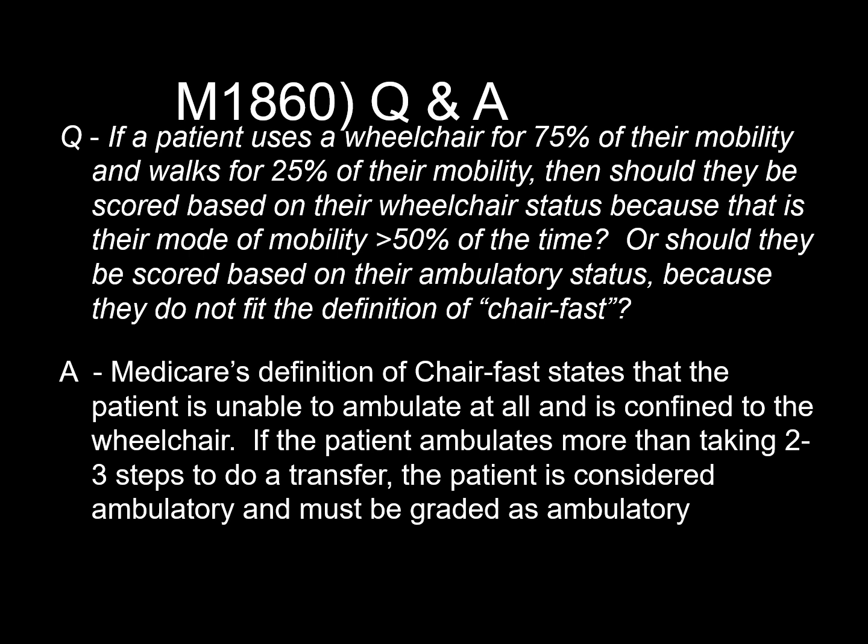What if the patient uses a wheelchair for 75% of the time and walks for 25% of the time? Because of the 50% rule, would I score them based on the wheelchair, or should they be scored based on their ambulation status? The answer is they would be scored on their ambulation status, because they do have the ability to walk, therefore you're going to assess that first. Just because they use a wheelchair does not indicate they are not able to walk.